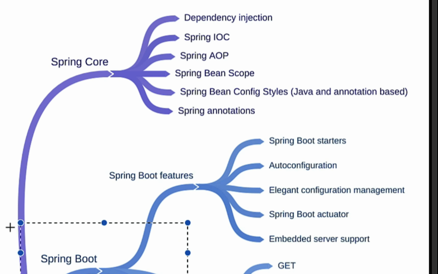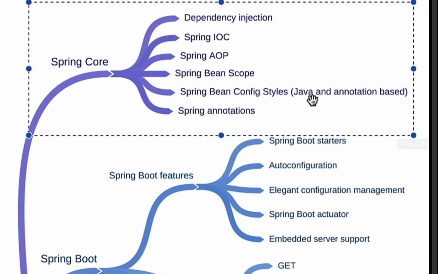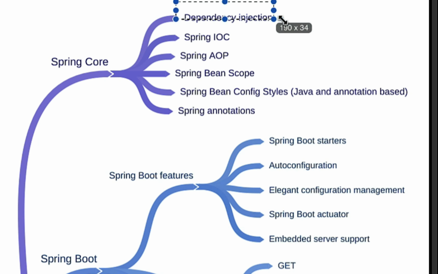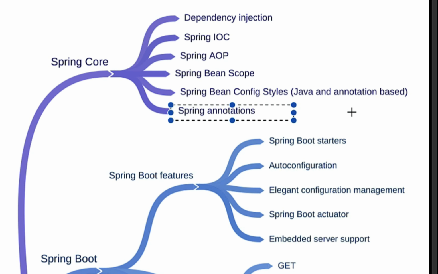In order to understand how Spring Boot works behind the scenes and how Spring Boot auto configuration works, you have to learn Spring Core fundamentals first. That's the reason I always suggest that before learning Spring Boot, you at least have a basic knowledge of Spring Core fundamentals like dependency injection, Spring IOC, Spring AOP, Spring Bean scopes, and how to configure Spring Beans using different configurations like Java based configuration and annotation based configuration, and learn important Spring annotations.